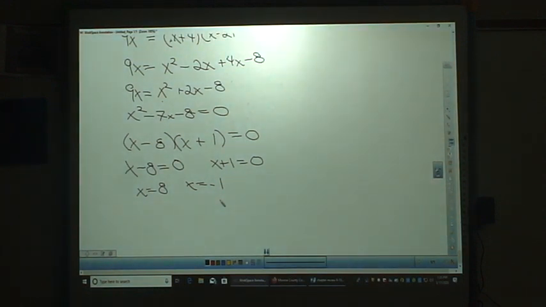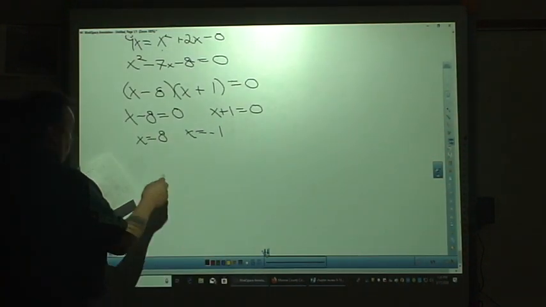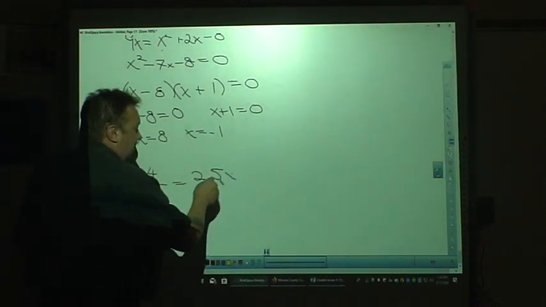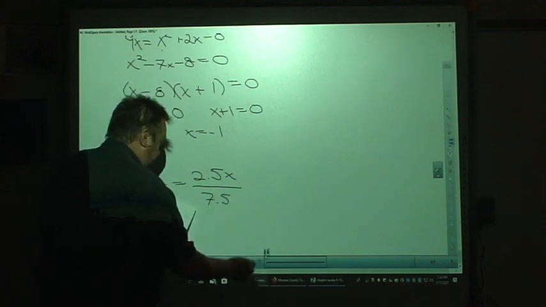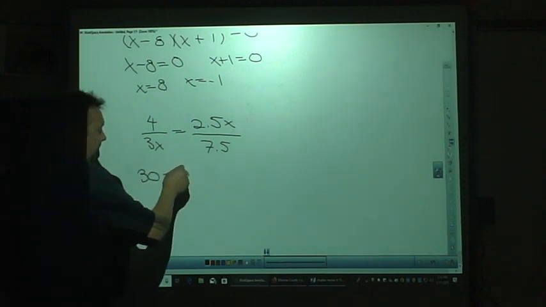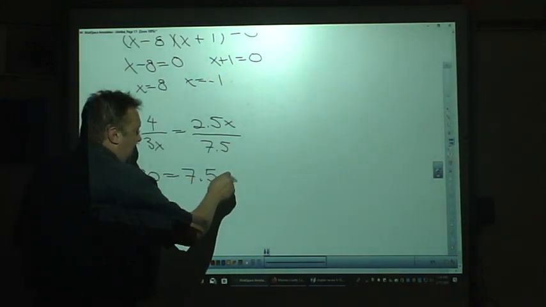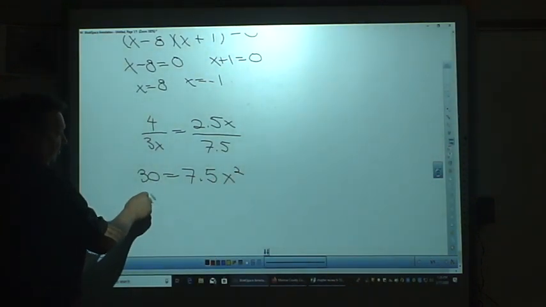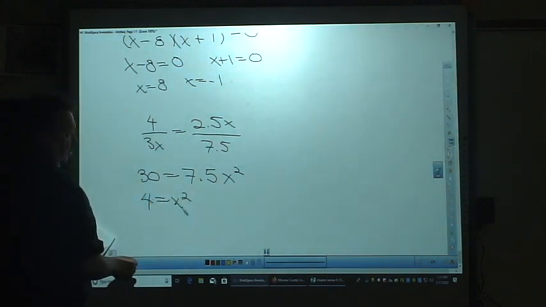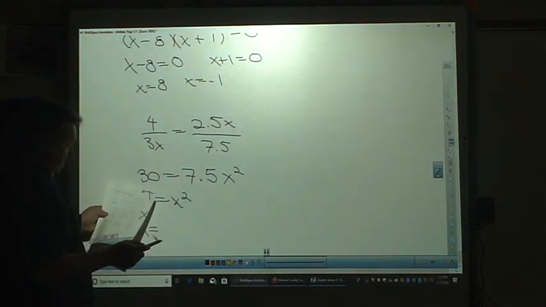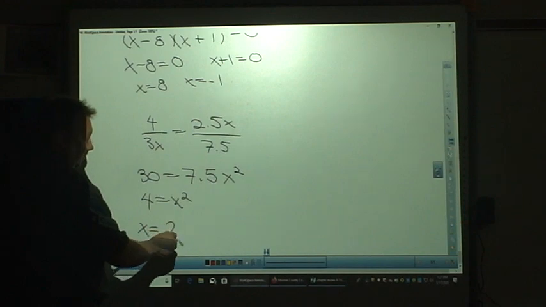Although this next one looks a little bit different, if you turn it and set it up as a proportion again, you're going to get something that looks like this. 4 over 3x equals 2.5x over 7.5. When I cross multiply, I get 30 equals 7.5x squared. When I divide, I get 4 equals x squared. So x is equal to either positive or negative 2. In this case, it would have to be positive 2 because you can't have a negative length.